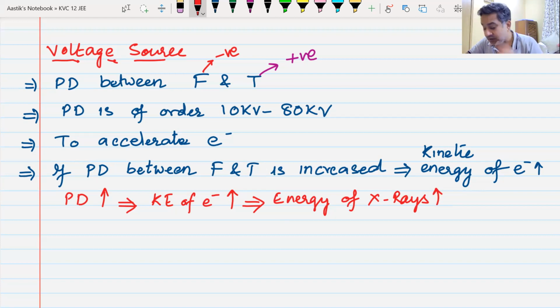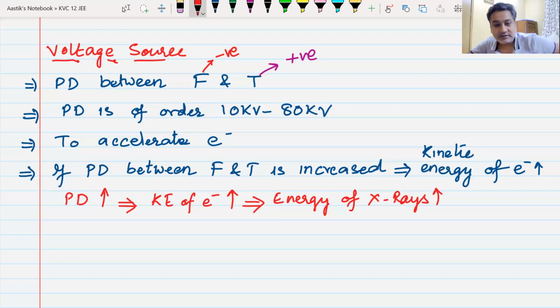So changing the potential difference between the cathode and the anode leads to more energetic X-rays coming out, because more energetic electrons are hitting. If you increase the current, more electrons are hitting, so more X-rays come out. More energy electrons hitting, more energy X-rays come out.